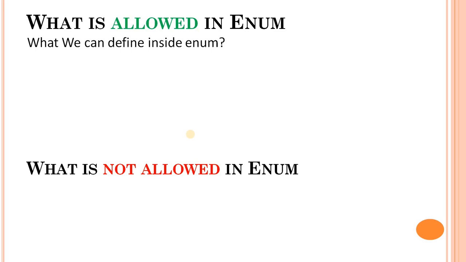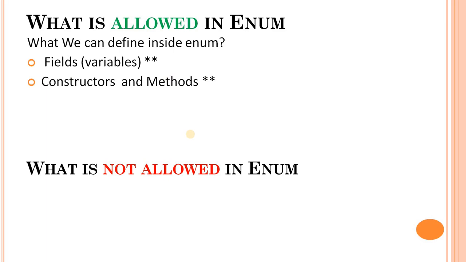But remember, not all. Coming to the concept, we can define a variable inside the class. We can also call it field. Same thing we can define inside the Enum. However, a constructor and a method also can be defined in Enum. And make sure constructor must be private. These objects are created and initialized by Java compiler inside the static block. So we can't call constructor outside. It must be a private type. Methods we can define and we can call.